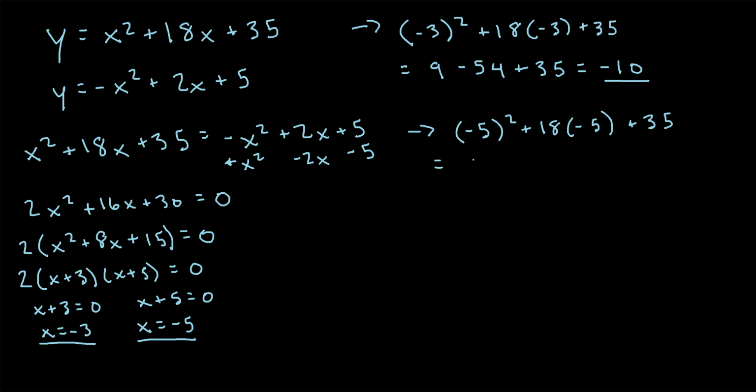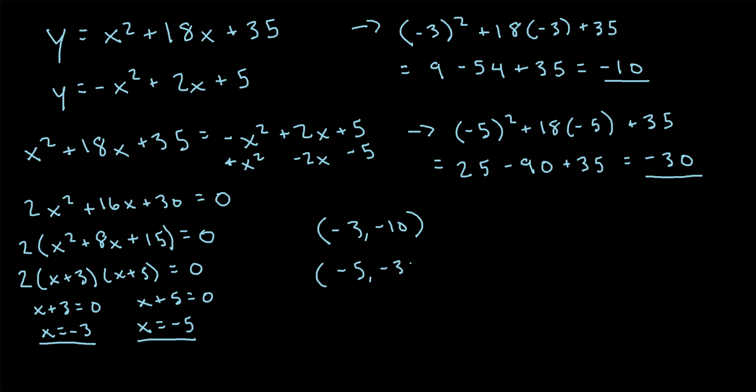So we get negative 5 squared is 25. 18 times negative 5, that's negative 90. And then we have plus 35. So that turns out to be negative 30. So our final answers are negative 3, comma negative 10, and negative 5, comma negative 30. These are the two xy coordinates that make both of these quadratic equations true.